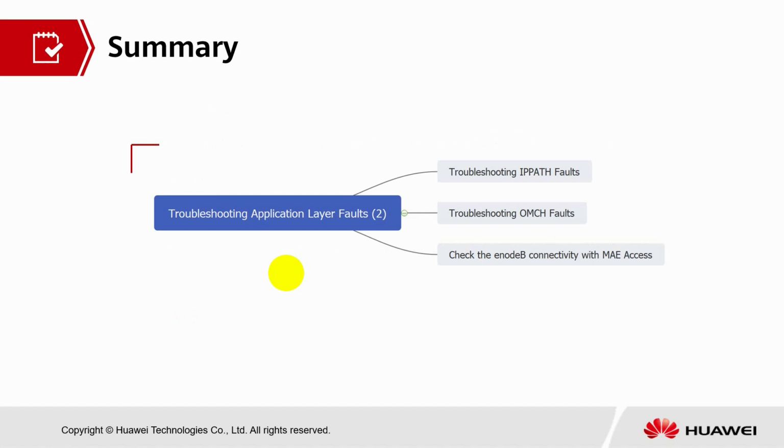So the summary of this section, troubleshooting application layer fault: we have learned about troubleshooting IP path fault, troubleshooting OM channel fault, and the last one on how to check on the eNode B connectivity with the MAE access.